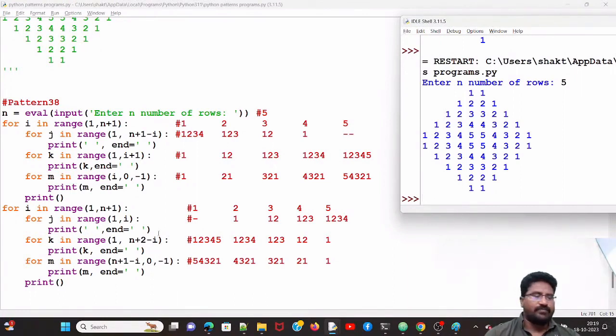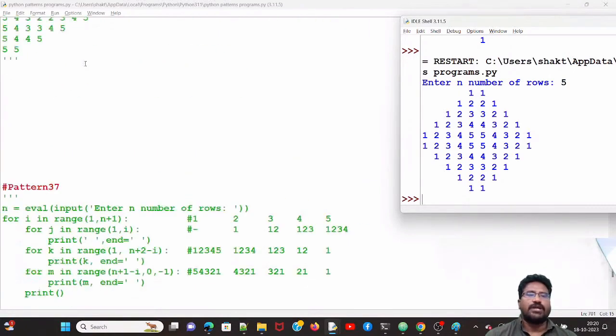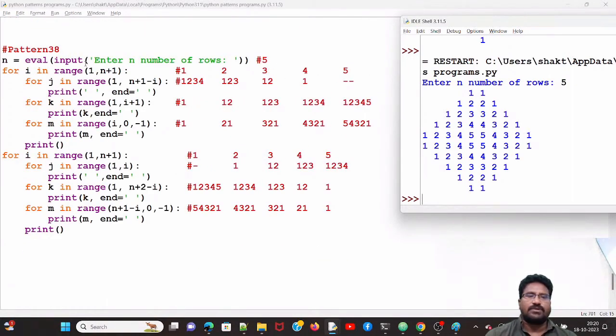So I hope, guys, all of you understand these programs, right? It's a combination of two programs. In our case, 30 and 37, and both programs were already explained clearly.